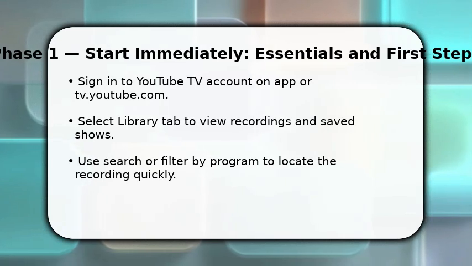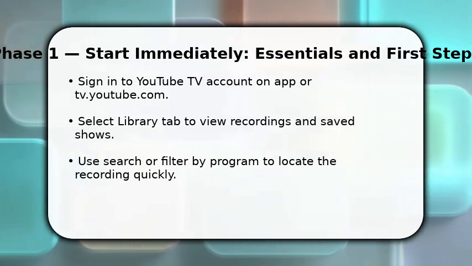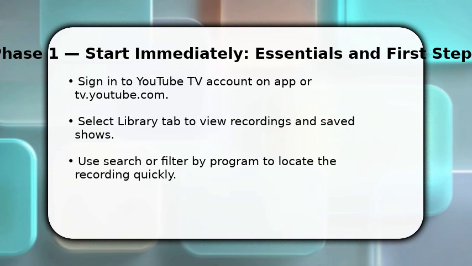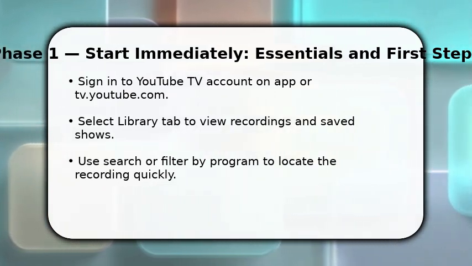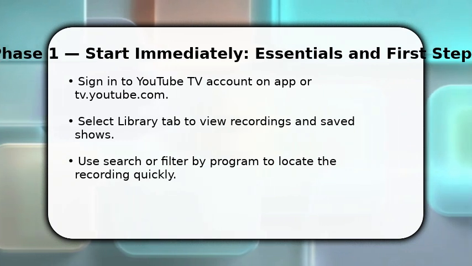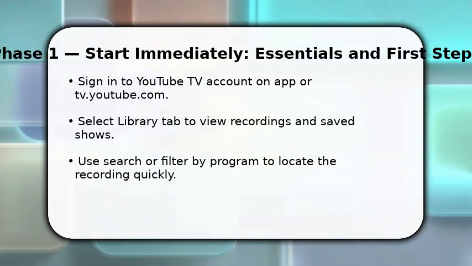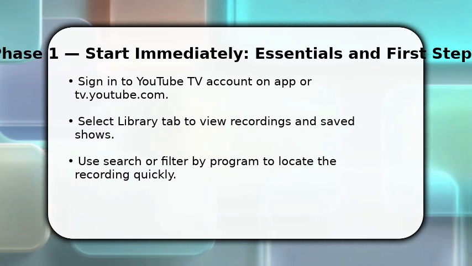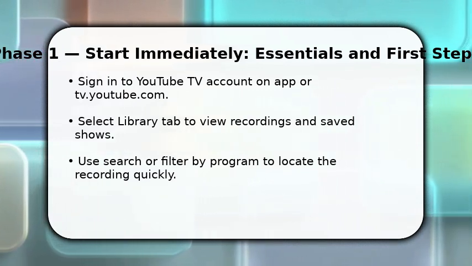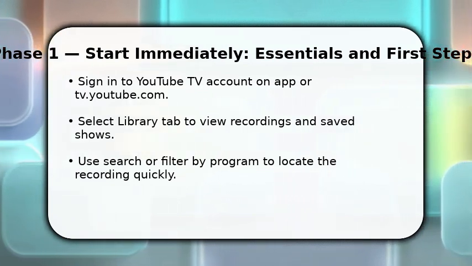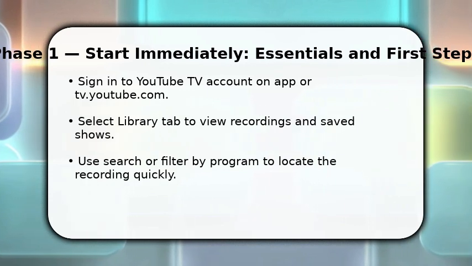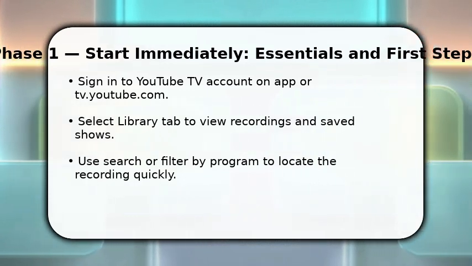Enjoy the video. You open YouTube TV, sign into the account that holds the recording, and go straight to Library. This is where all your DVR items live. Once there, use the search box or the show's filter to pinpoint the exact program, because deleting the wrong episode is irreversible for that item. Make sure you are on the correct profile if multiple users share the account. This avoids confusion and keeps your personal DVR separate.